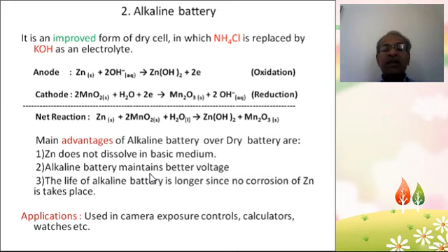Number two, the alkaline battery maintains a better voltage. Number three, the life of the alkaline battery is longer since no corrosion of zinc takes place, though KOH is used as an electrolyte. And as far as the applications of the alkaline battery are concerned, it is used in camera exposure controls, calculators, watches, etc.